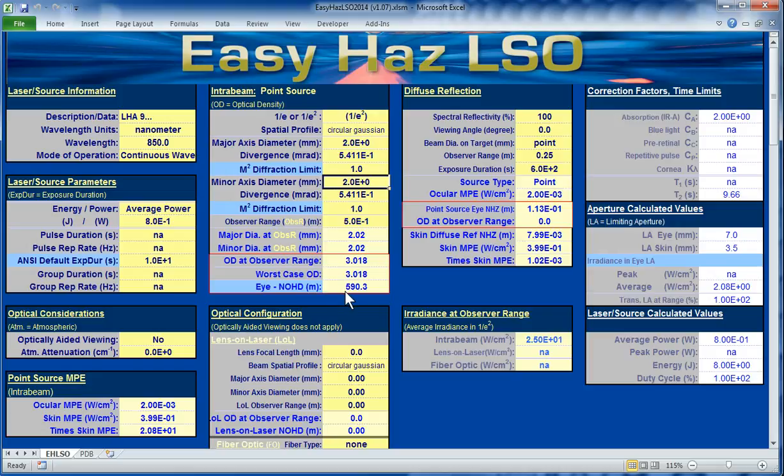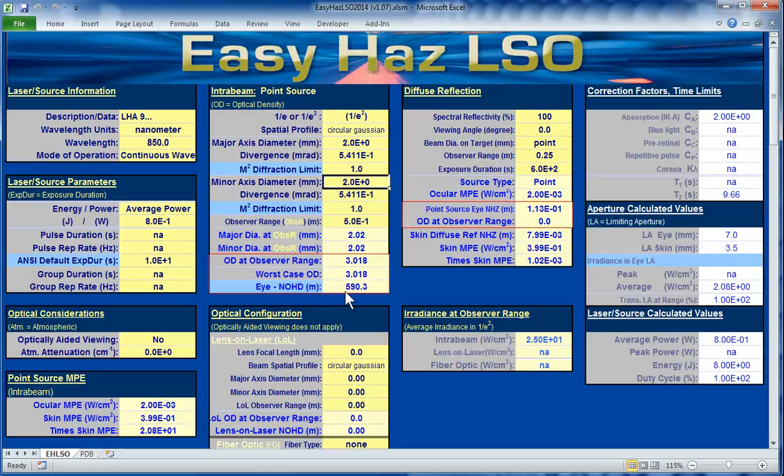All right, so really the point of this particular example is to understand that when we only have a little bit of the information, what we do is we use M squared, and we'll set M squared to 1, and then usually it's adjusting the beam diameter and letting the system calculate the divergence for us. Remember, divergence is really what plays into the nominal ocular hazard distance, or the NOHD. So we like to set the divergence as low as possible, so we're looking at worst case NOHD and OD at observer ranges.